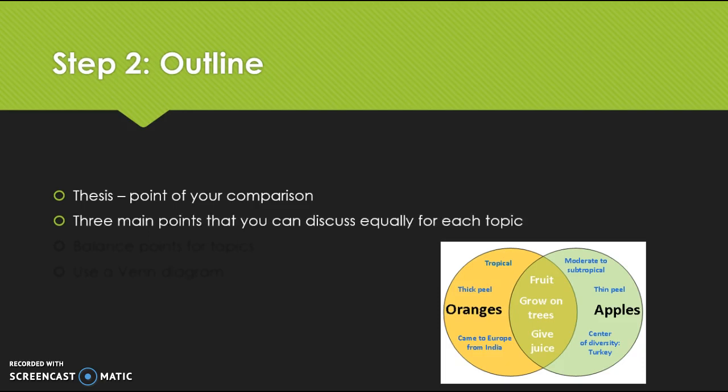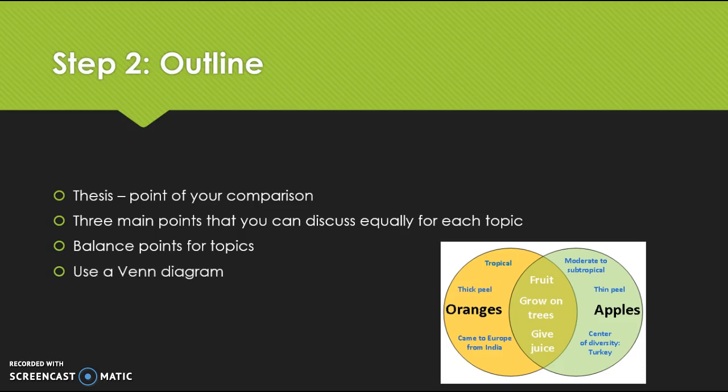The next thing to come up with are the 3 points you want to discuss equally for each topic. You're going to end up with a point-by-point comparison in your essay, so you want topics that can be discussed for both sides. Don't pick something that you can't use for one of your subjects. You want to balance your points for your topics as well. So you want something that you can look at for both subjects.